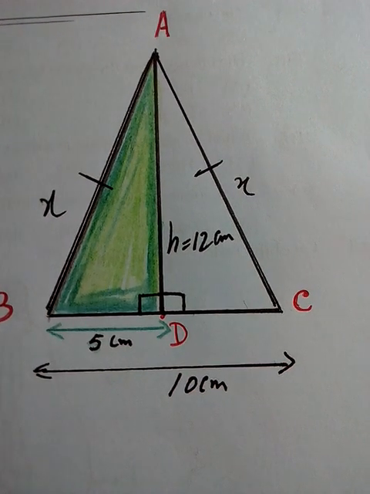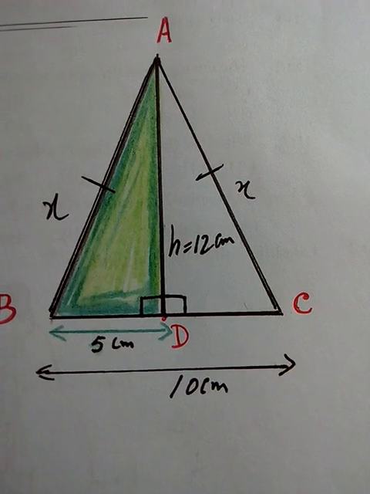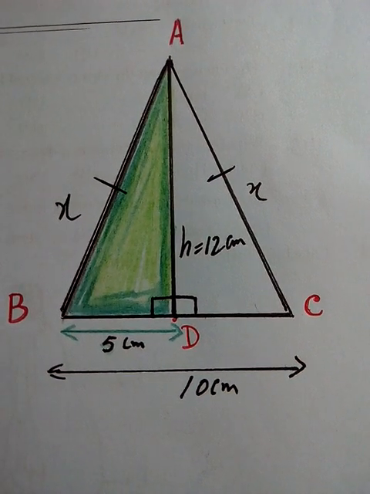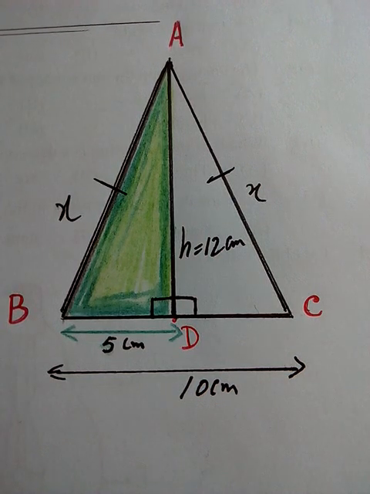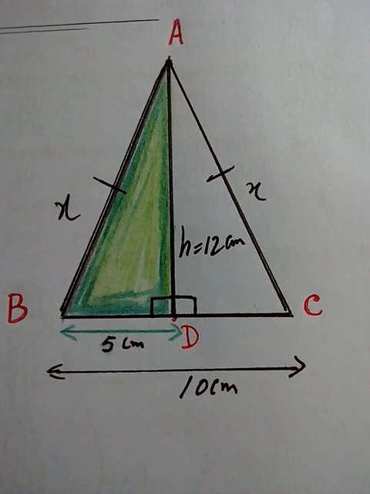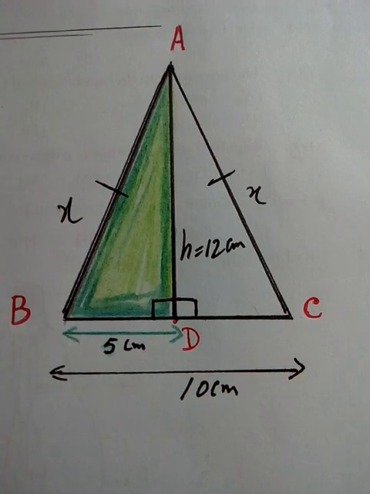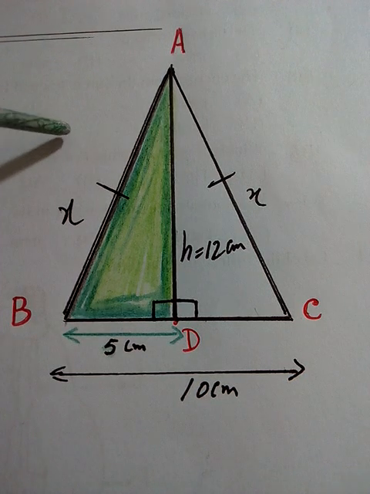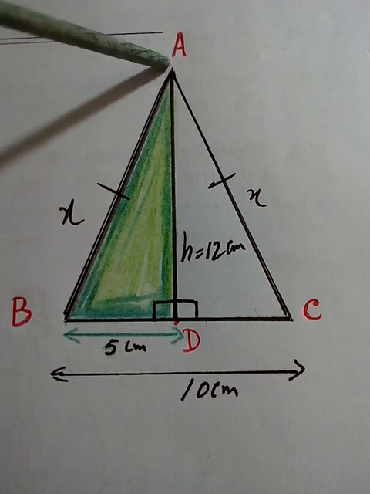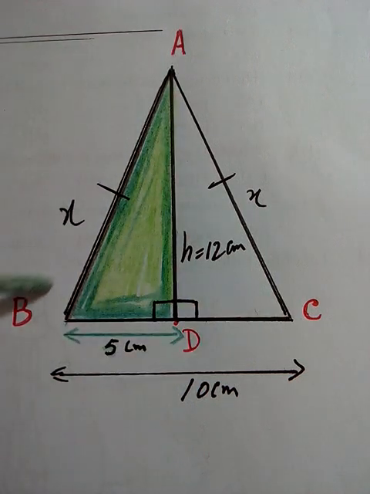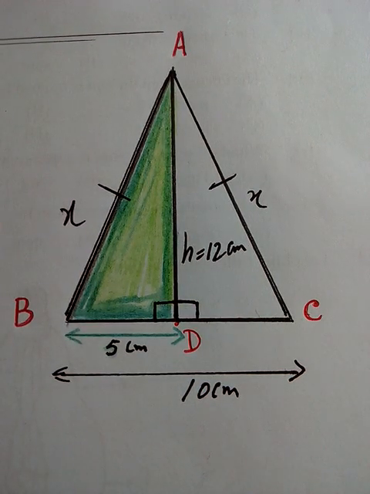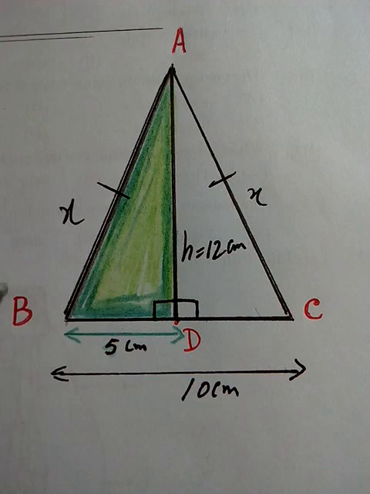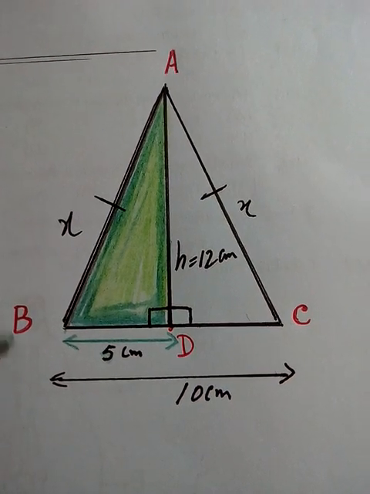Now question number 2. An isosceles triangle has a base of 10 centimeter and height 12 centimeter. Question is, calculate the length of its other two sides. Now first of all, students, we discuss the diagram, and the diagram is an isosceles triangle, triangle ABC. In an isosceles triangle, two sides are equal.